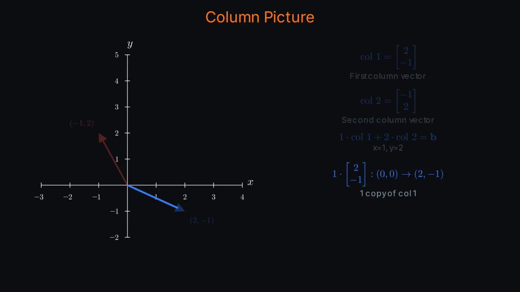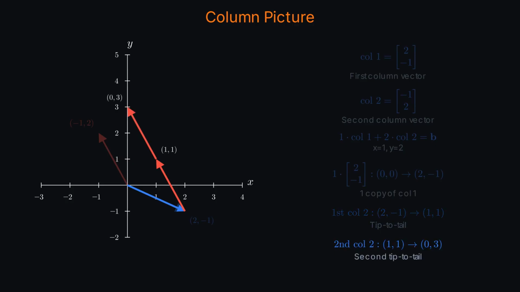Start with 1 times column 1. The arrow goes from the origin to (2, -1). Now attach 2 copies of column 2 tip to tail. 1 copy of column 2 is (-1, 2). So starting from the tip at (2, -1), we add (-1, 2) and arrive at the point (1, 1). Then a second copy of column 2 takes us from (1, 1) to (0, 3).